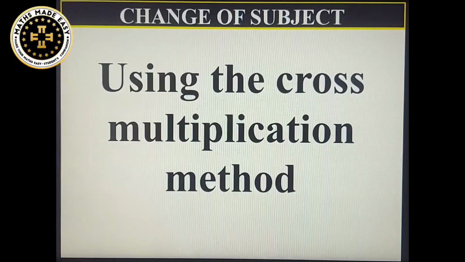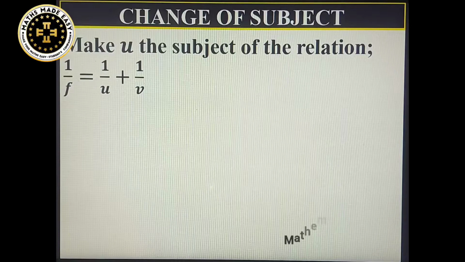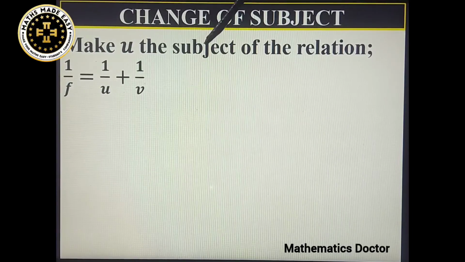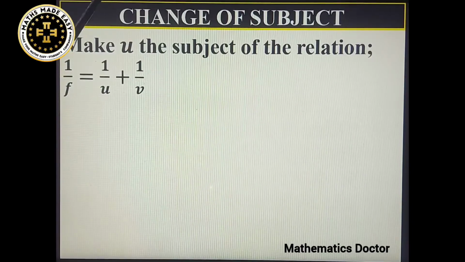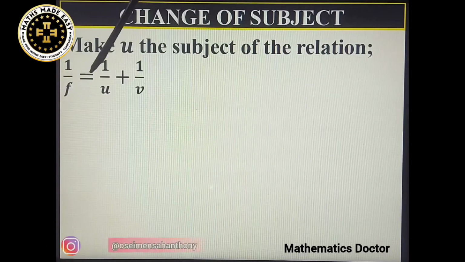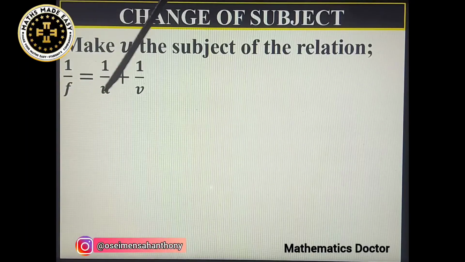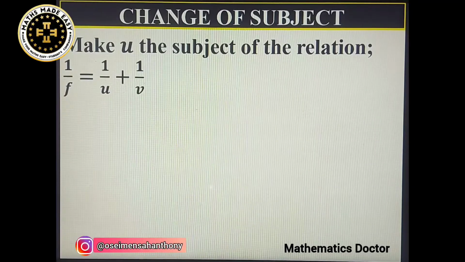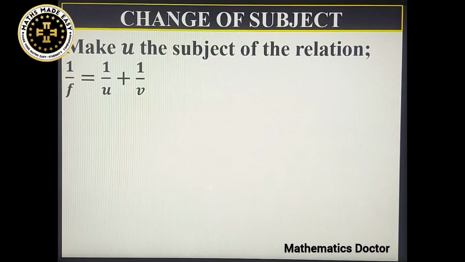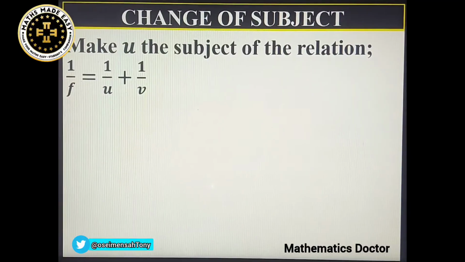At this point, I am going to teach you how to use the cross multiplication method to solve change of subject questions. Let us get into it. This question reads, make u the subject of the relation 1 over f is equal to 1 over u plus 1 over v. So this is clearly a change of subject question where we are supposed to make u the subject. Now let us see how we can use the cross multiplication method to solve such a question.